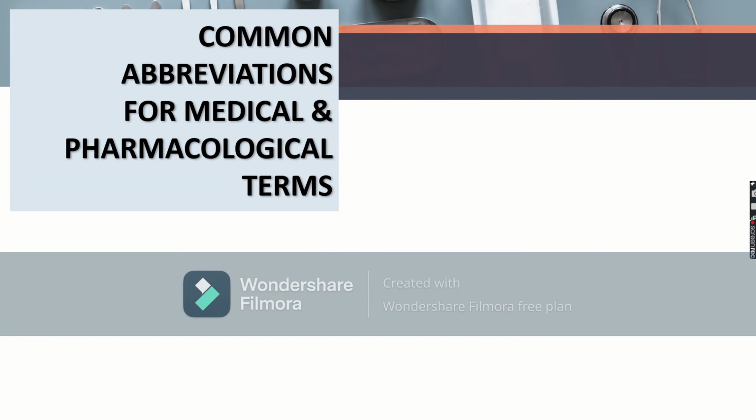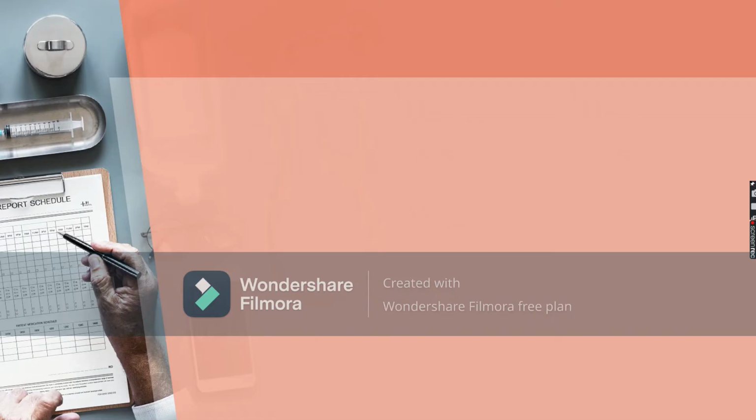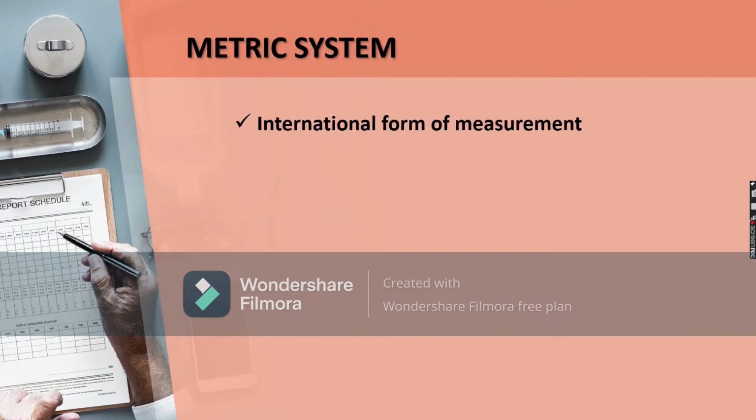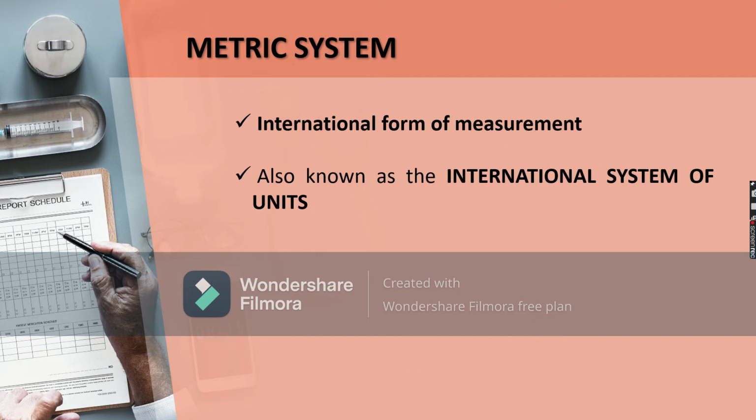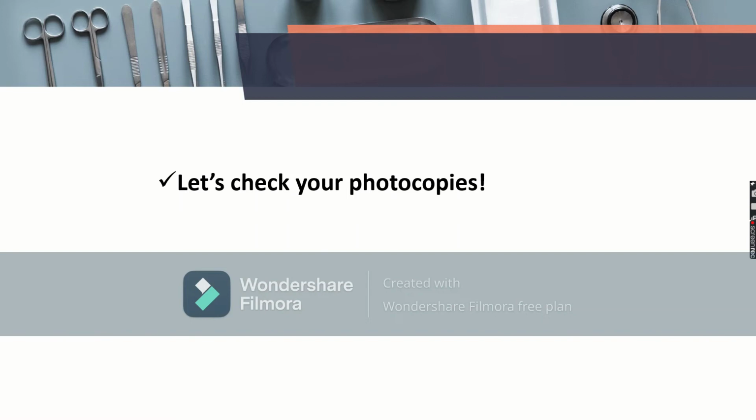Let us now move on to the next topic, which has something to do with the metric system. A metric system is an international form of measurement, and everyone is familiar with this because it is used to measure everyday things such as speed of a car, volume of fuel, height of a person, mass of a sack of flour. Let's check your photocopies.